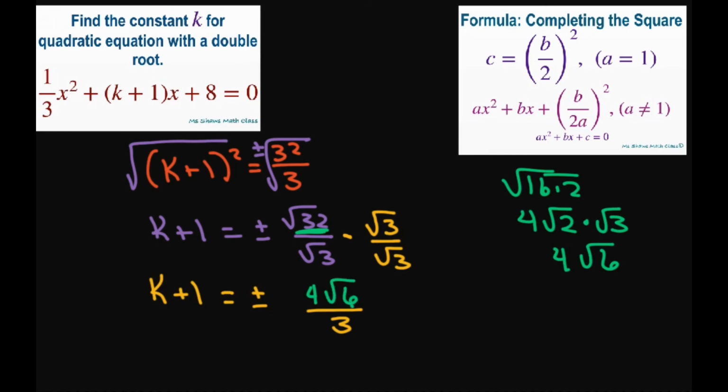And then we have to subtract the 1. So my k is going to equal negative 1 plus or minus 4 square root of 6 divided by 3.